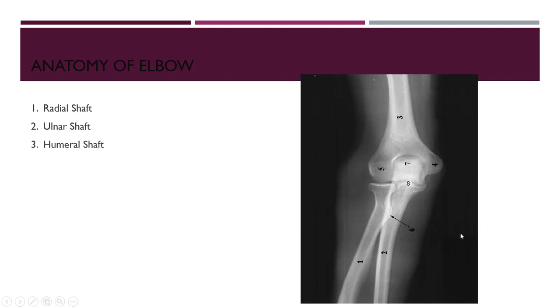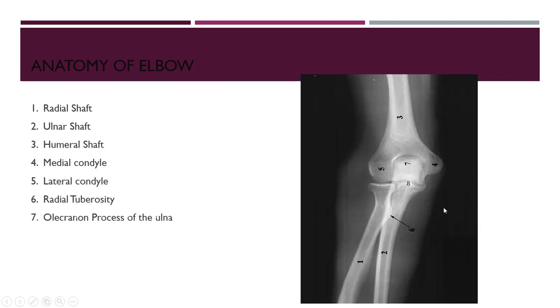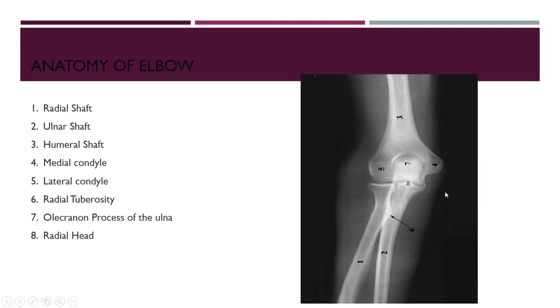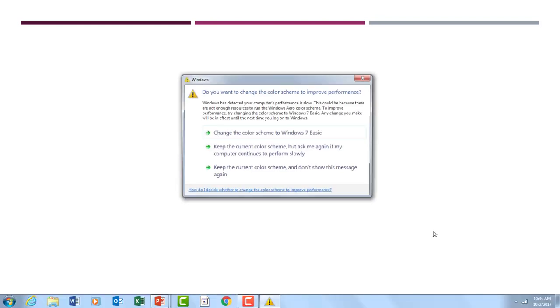Anatomy of your elbow, same that we were looking at in your forearm. So here's your radial shaft, here's your ulnar shaft, radial tuberosity. We then have your radial head. Oops. Jump back here. Number 7 is your olecranon process. Number 5, that lateral condyle. 4 is your medial condyle. And number 3 indicates your humeral shaft.